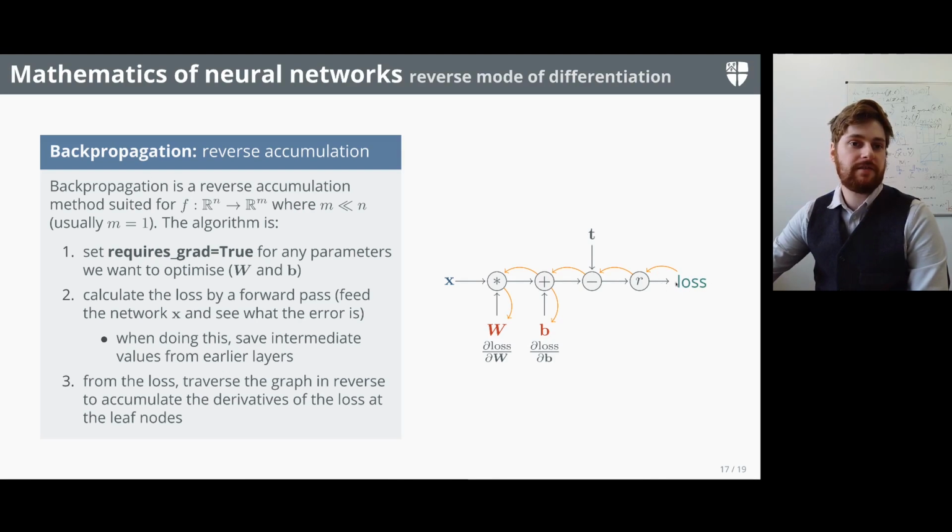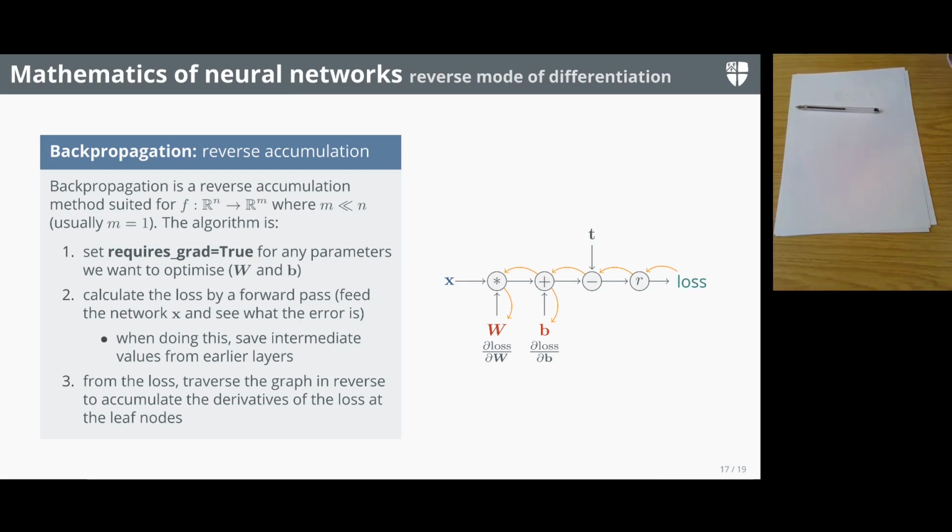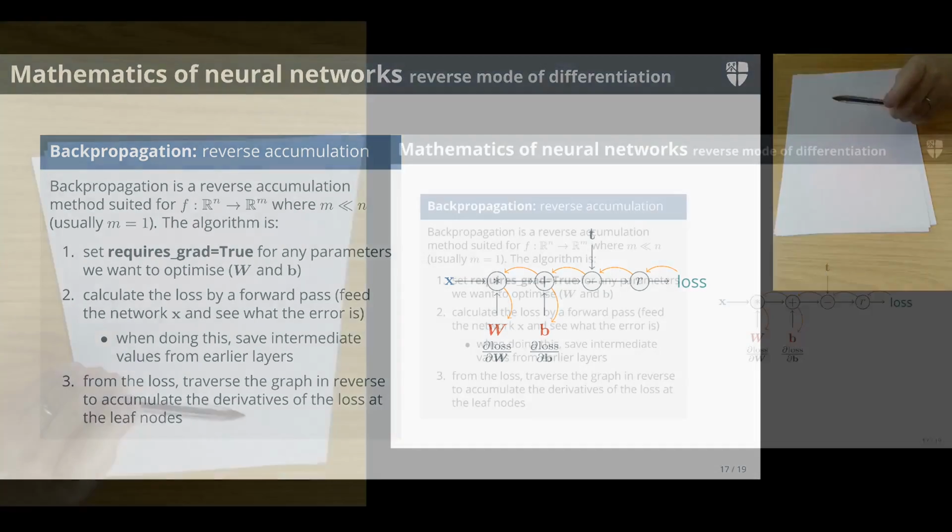You're going to traverse in reverse. You don't actually manually have to do this, the tooling will do this for you, but you're going to reverse to accumulate the derivatives of the loss at each of the leaf nodes. So after backpropagation, we can adjust all the parameters in the direction of the negative gradient to optimize our neural network. So just briefly, if I zoom in, okay.